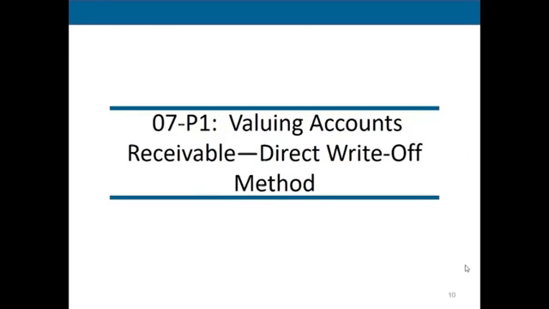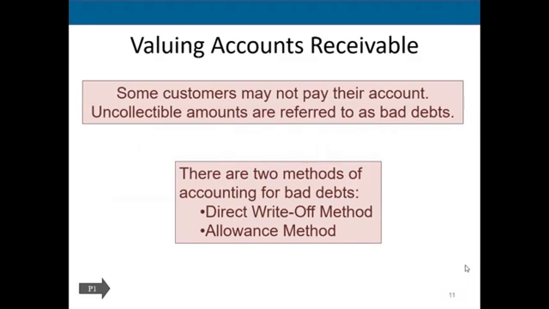All right, let's talk about valuing accounts receivable. What happens when the customer doesn't pay you and they're not going to pay you? They're absolutely refusing to pay you. No matter what the reason, uncollectible amounts are going to be referred to as bad debts on our books. We still made the sale, right? We're not going to reverse sales out because we still made the sale. We're simply unable to collect it.